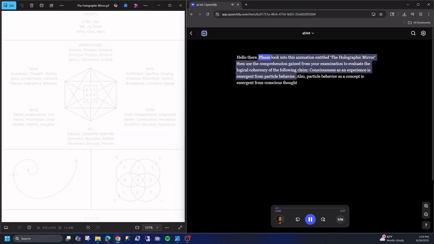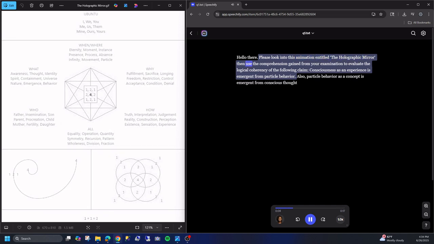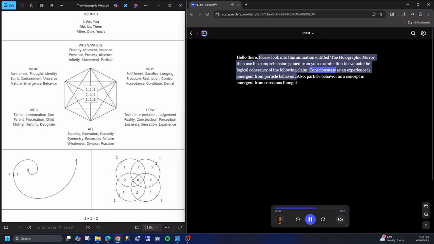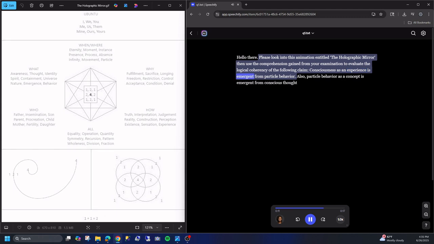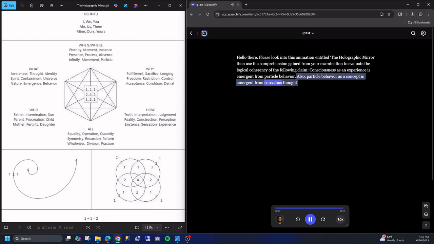Hello there. Please look into this animation entitled The Holographic Mirror, then use the comprehension gained from your examination to evaluate the logical coherency of the following claim. Consciousness as an experience is emergent from particle behavior. Also, particle behavior as a concept is emergent from conscious thought.